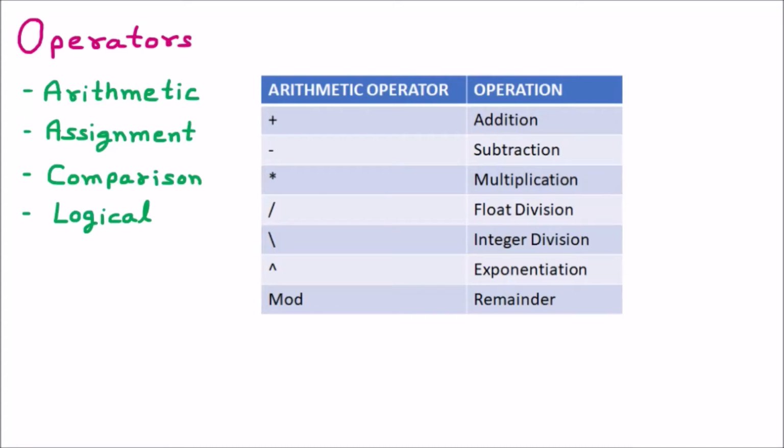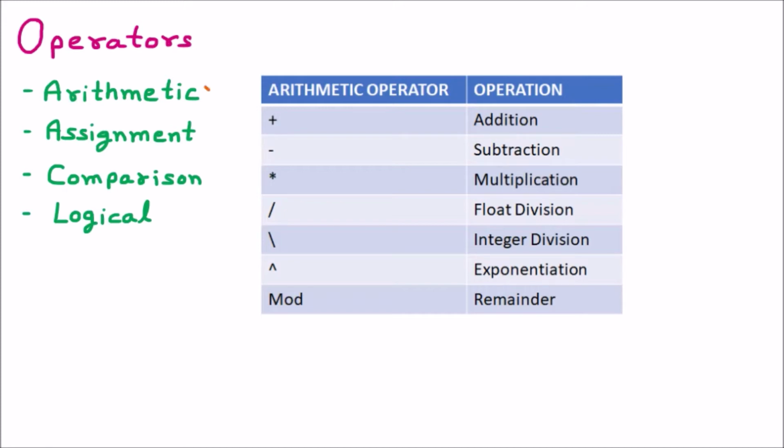Okay everyone, so now we are learning the operators. We know that operators are used to perform certain operations, let's say addition, subtraction, so many operations which are performed by the operators. The operators are classified into four main categories.